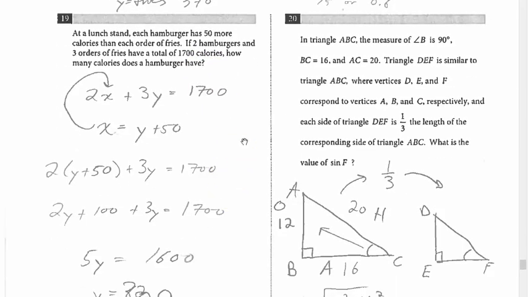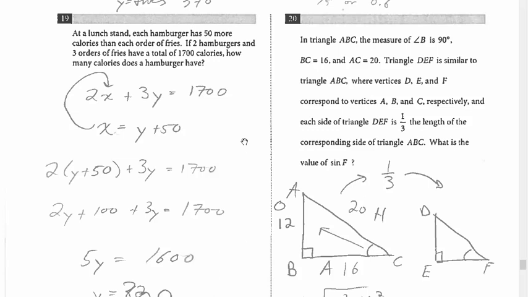Moving on down here, we're asked to write an equation. So, at a lunch stand, each hamburger has 50 more calories than each order of fries. If 2 hamburgers and 3 orders of fries have a total of 1,700 calories, how many calories does a hamburger have? So my first one, I got my equation there, that 2 hamburgers and 3 fries is 1,700.